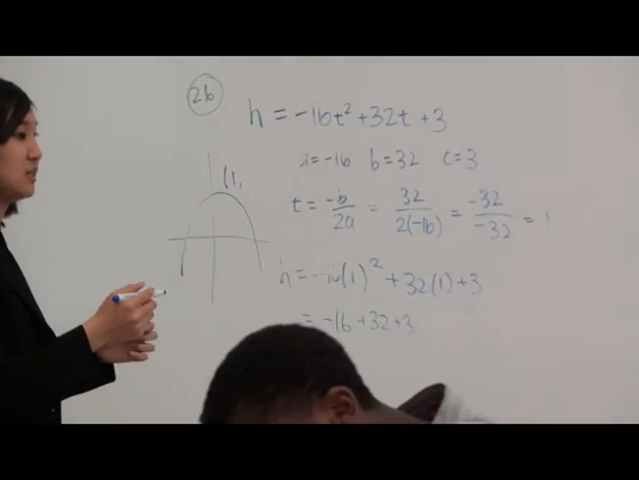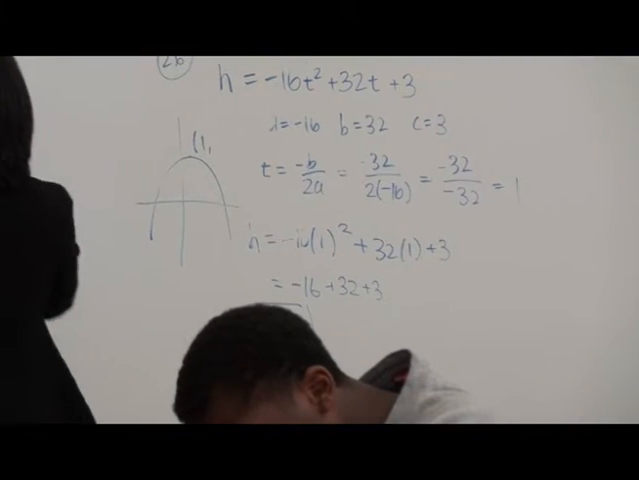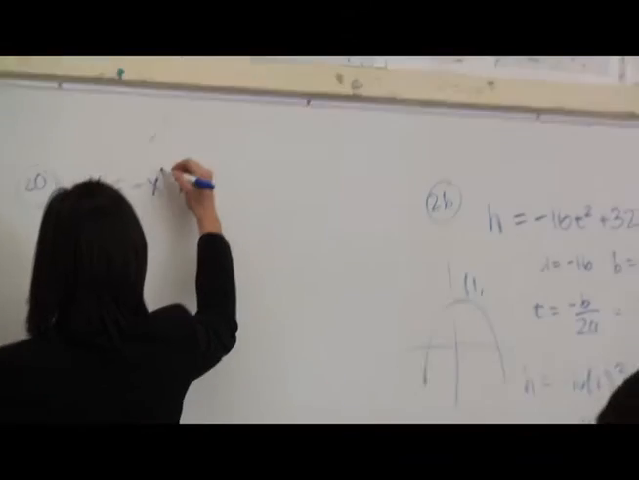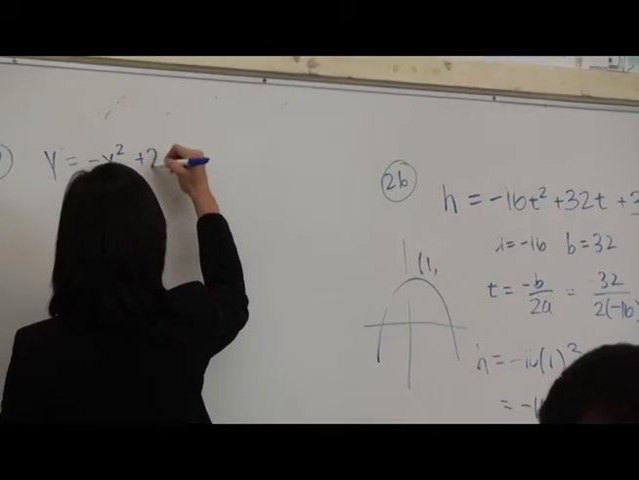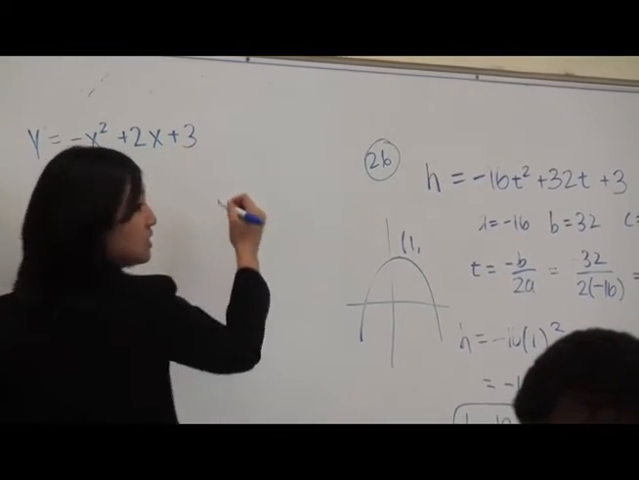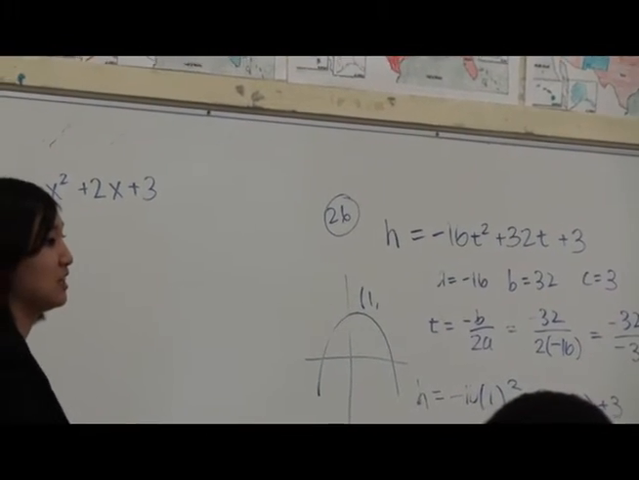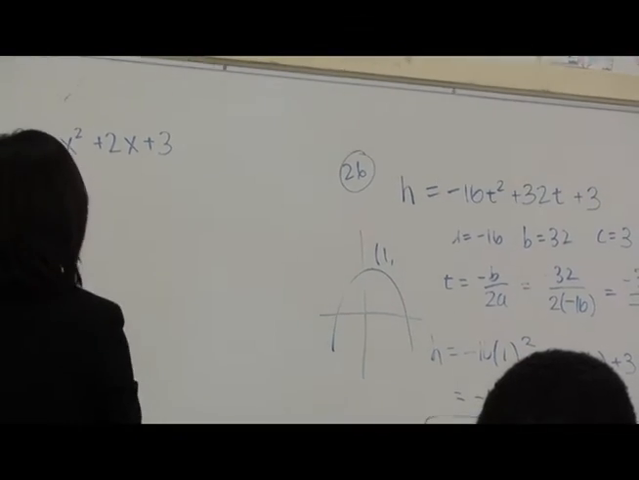Any other questions on homework? In B20, it's y equals negative x squared plus 2x plus 3. Okay, what's the question? It wants you to graph.